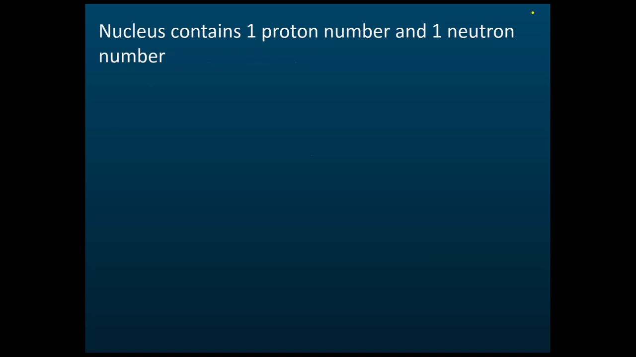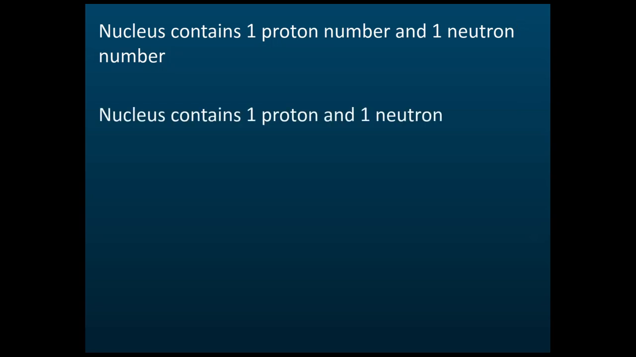So this is to describe the nucleus of an atom. It contains 1 proton number and 1 neutron number. It shouldn't be proton number or neutron number. It should be proton or neutron, or a number of protons or number of neutrons. So the nucleus contains 1 proton and 1 neutron, so don't use a number. Proton number is the number of protons, and we don't use the word neutron number. It's a nucleon number, which shows the number of nucleons, the sum of protons and neutrons.